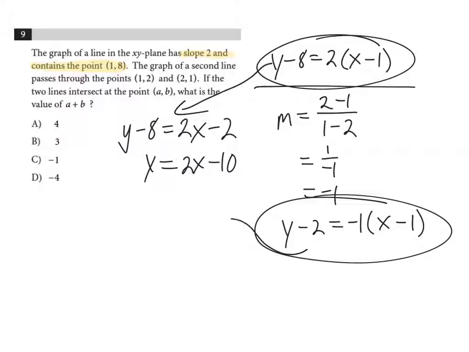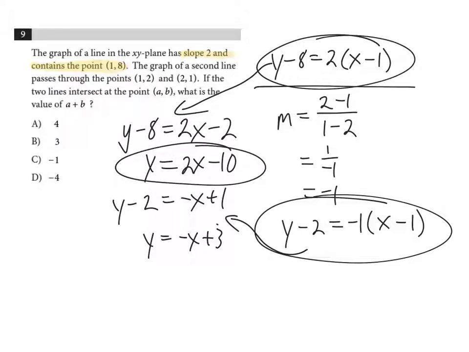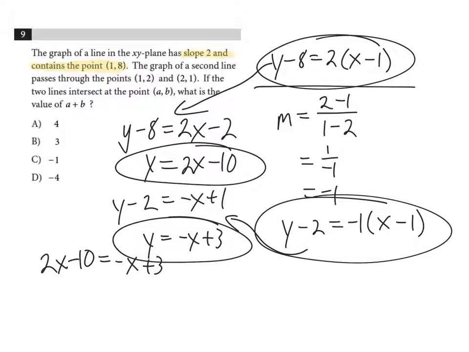All right, well, let's do this one. We're going to have y minus 2, distribute first, equals negative x plus 1. I'm going to add 2 to both sides. I'll get negative x plus 3. Okay, well, I know that the y's are going to be equal when the x's are equal, so I'll just set these two as equal, the equal values method. I'm going to get 2x minus 10 equals negative x plus 3.